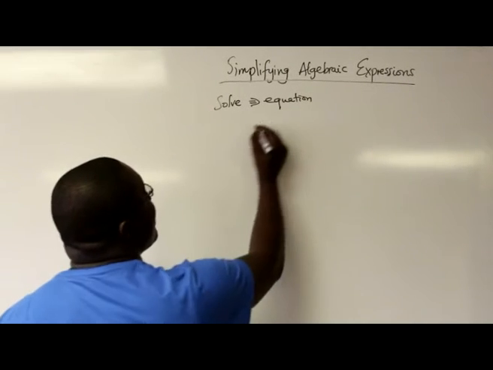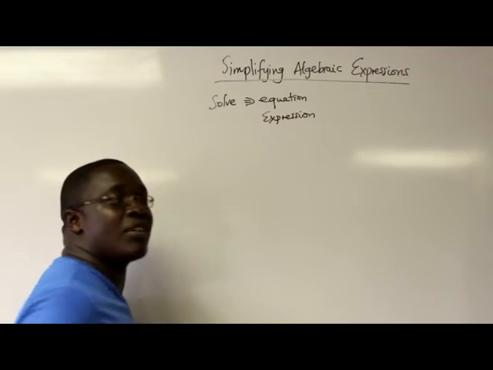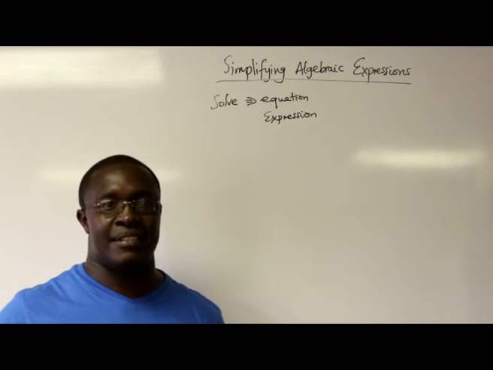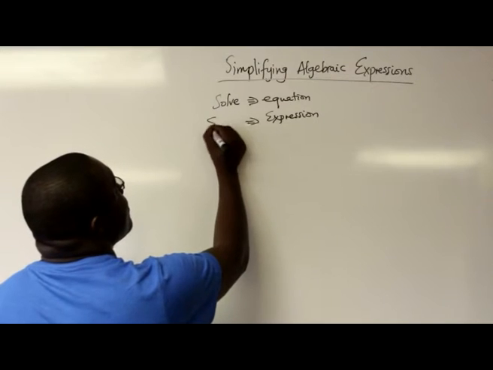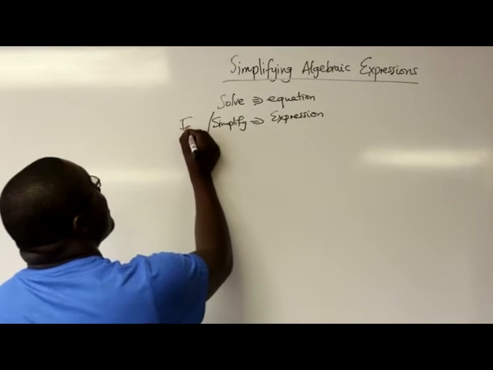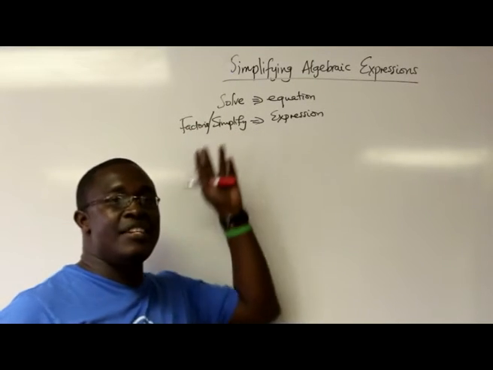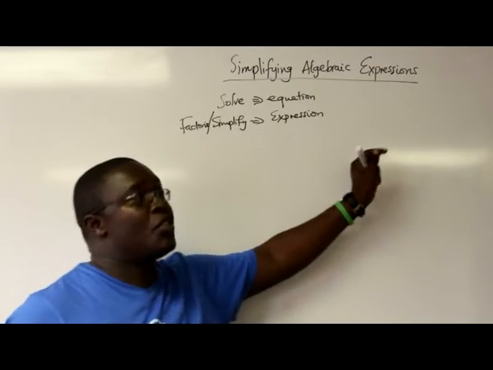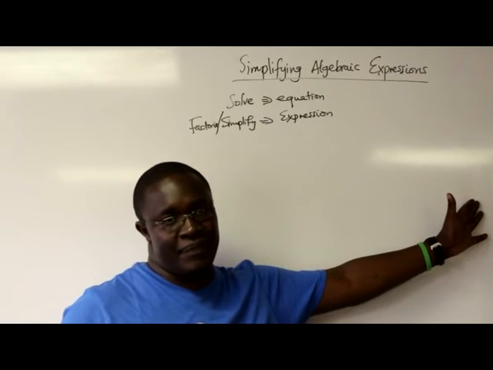But if you've got an expression, right? An expression won't have an equal sign where you've got a left-hand side and a right-hand side. It's just a statement that doesn't have an equality. So with an expression, you either simplify or you factorize. These are the usual instructions when it comes to expressions. Today we're focusing on simplifying algebraic expressions.